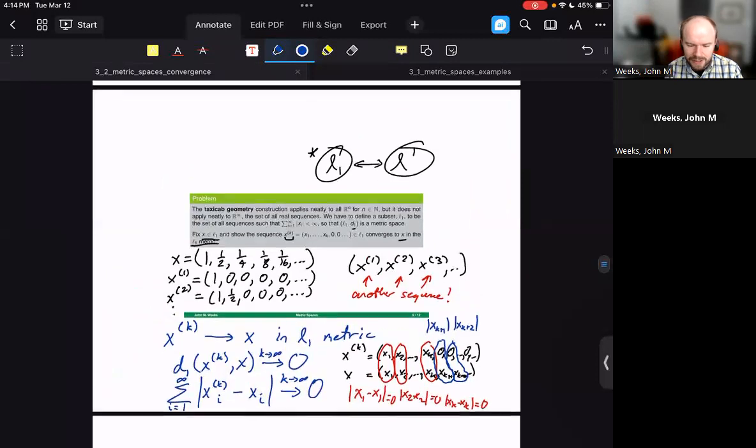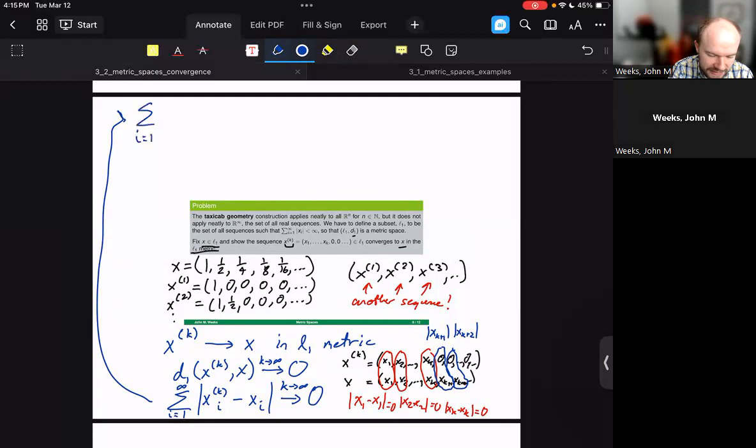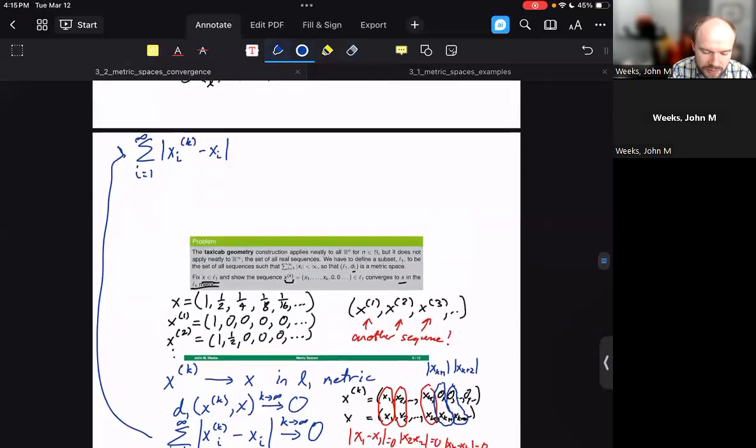So let's see if we can do a little bit of math on this. We'll go ahead and wrap this up to the top to give us a little more space. Let's take a look at what this sum is going to look like. This is the sum as i goes from 1 to infinity of the absolute value of x of i k minus x of i.